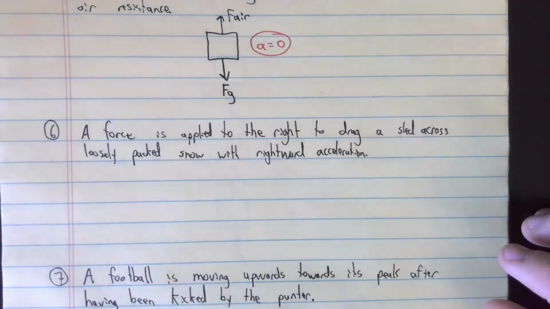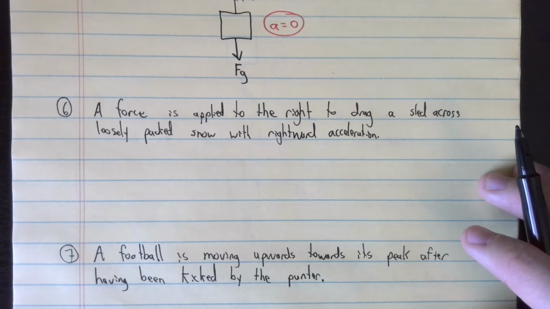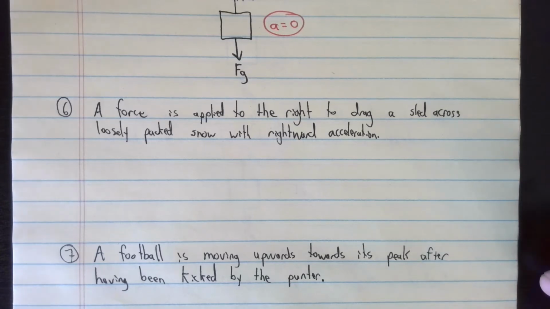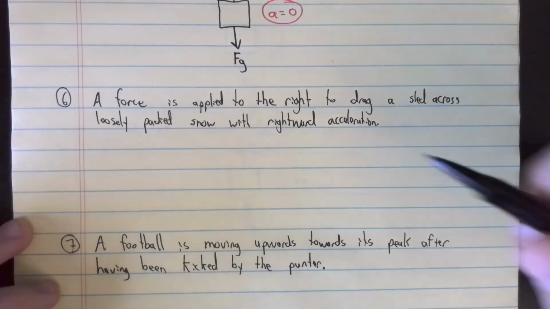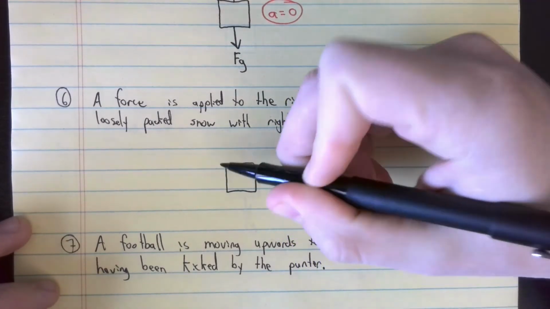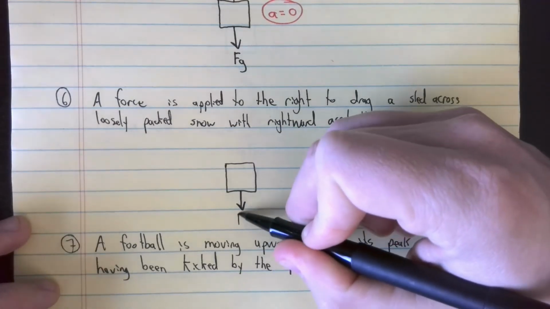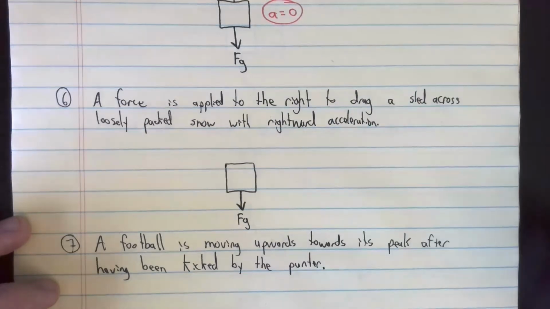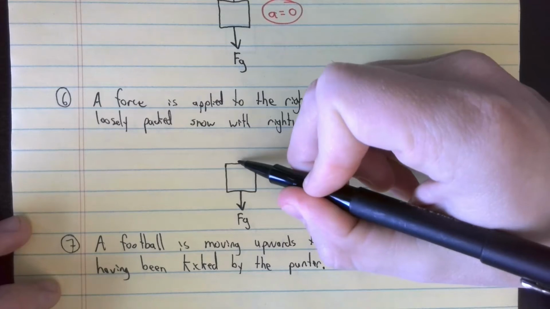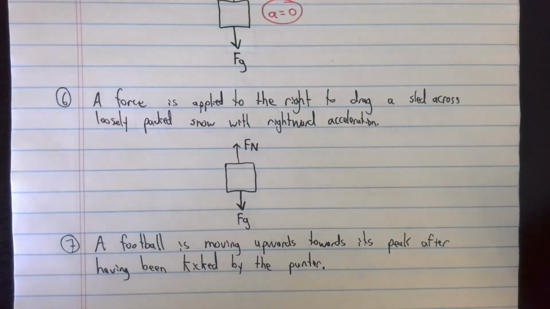Number 6, a force is applied to the right to drag a sled across loosely packed snow with a rightward acceleration. Let's take the two obvious forces. This thing is on Earth, so Fg pulls down. It's also on the surface of the ground, so Fn points up. It's being dragged to the right.